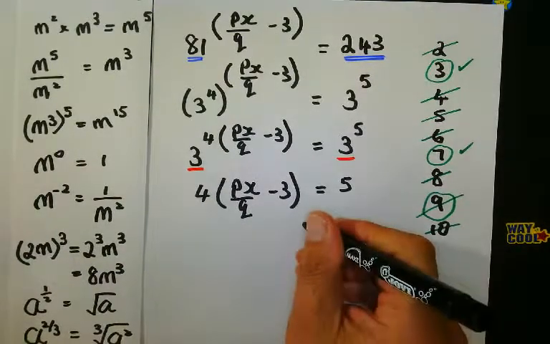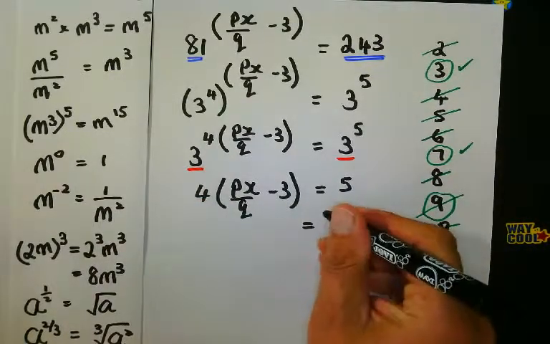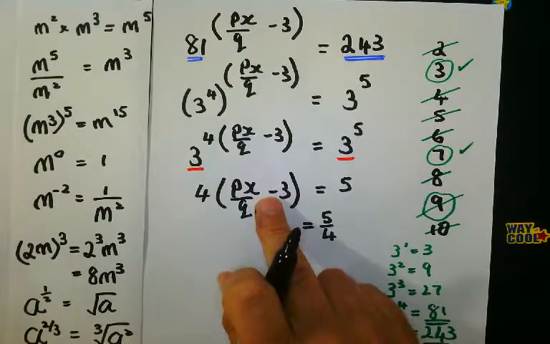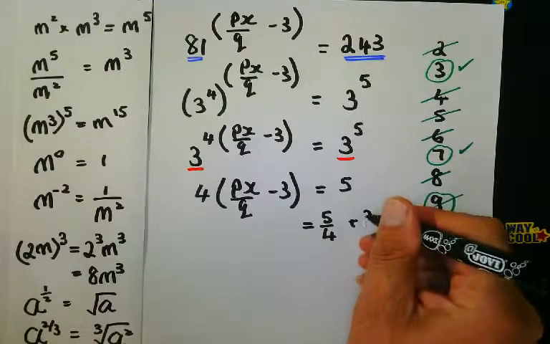So I'm just going to skip through that pretty quickly. I'm going to dig that p out, so I'm going to divide both sides by 4. So that'll be 5 over 4. So that's all gone, brackets. And then I've got a minus 3 there, so I'm going to add 3 to both sides. So I'm just going to put the plus 3 there.